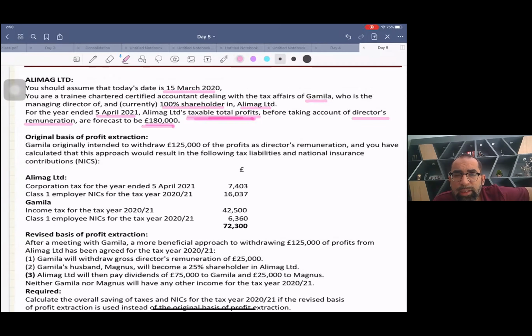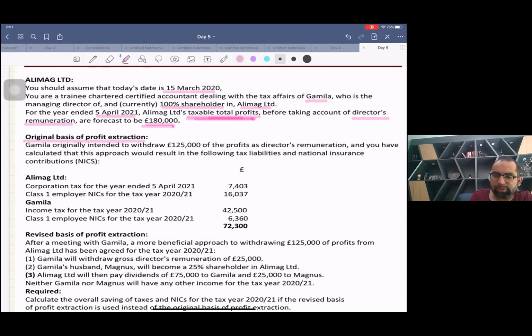Okay, this is the profit of the company without deducting any salaries or anything. This is the TTP of the company. Remember corporation tax, this is the taxable total profits. Now the interesting thing is that they have already solved one part of the question. Listen, they have already solved one part of the question and you need to do the remaining parts.